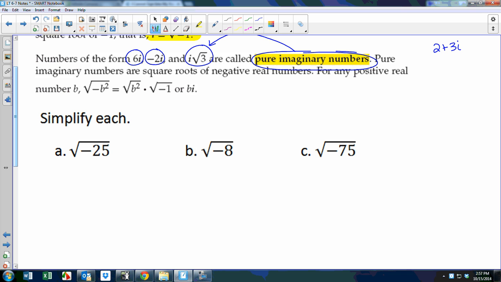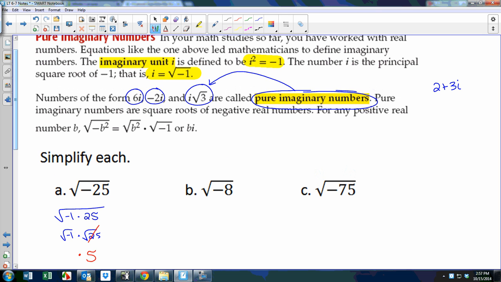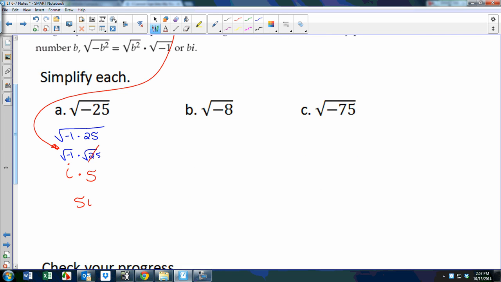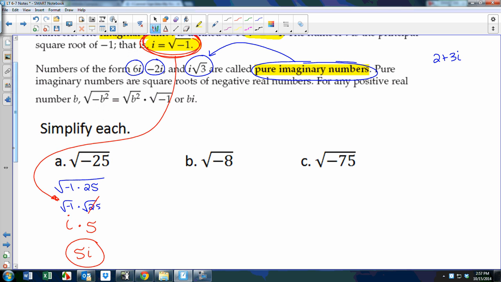Rewrite the square root of negative 25 as the square root of negative 1 times 25. We can break it apart as the square root of negative 1 times the square root of 25 and reduce both of these. We already knew the square root of 25 is 5. But now we know, because of a definition, the square root of negative 1 is i. So this is i times 5, or 5i, a pure imaginary number. Answer for B, the square root of negative 8.